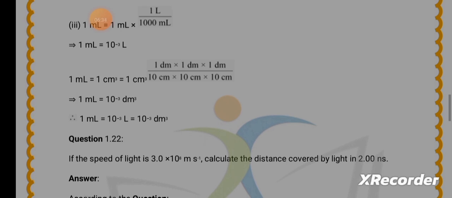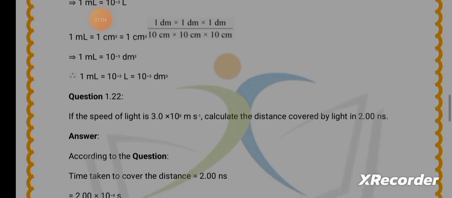Now 1 ml is equal to 1 centimeter cube. You know that 1 ml is equal to 1 centimeter cube, and 1 centimeter is equal to 1 by 10 decimeter. So you will add 1 ml is equal to 10 to the power minus 3 decimeter cube. Clear? 1 ml is equal to 10 to the power minus 3 decimeter cube, because 1 centimeter is equal to 1 by 10 decimeter.